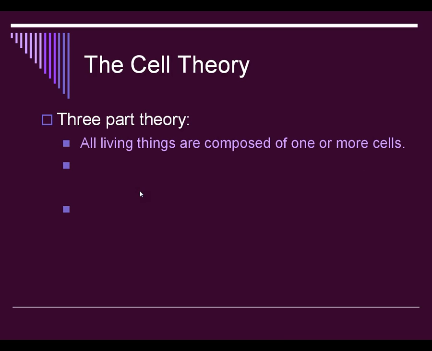So the cell theory has three parts, and it's pretty basic and mostly common sense. The first component is that all living things are made of one or more cells. So in essence, if it isn't composed of cells, we don't consider it to be a living thing.